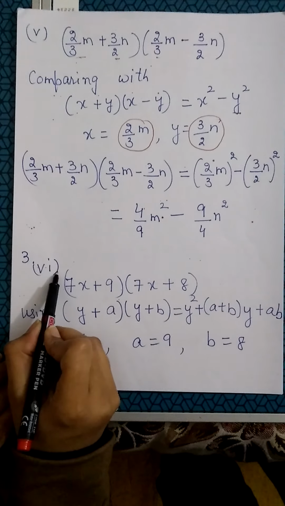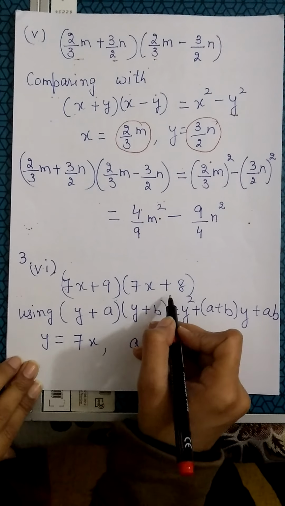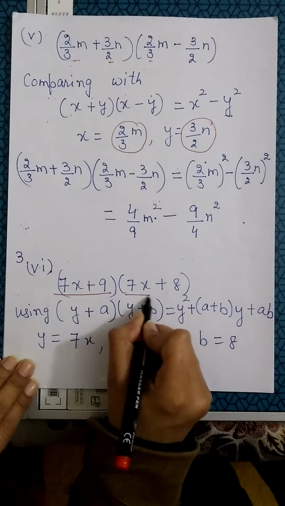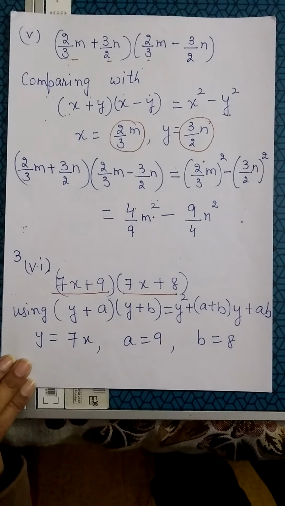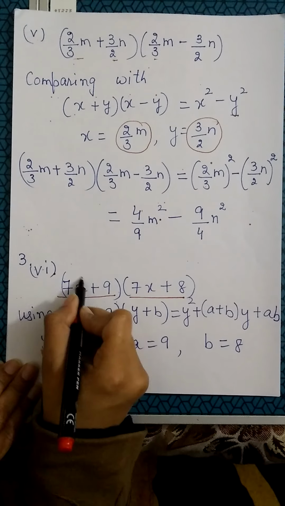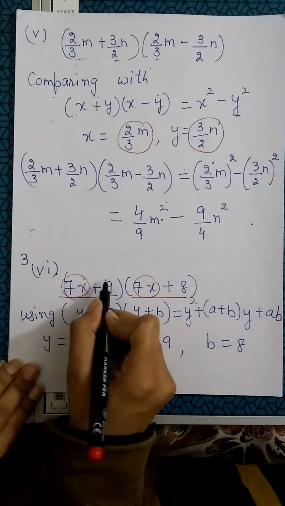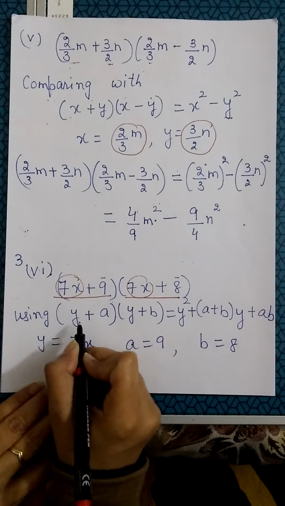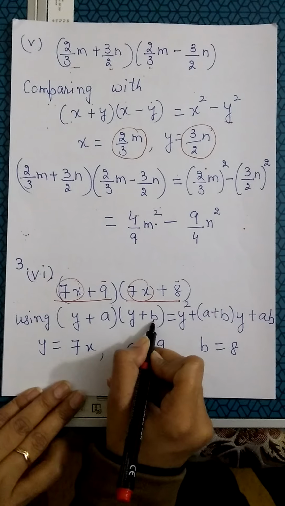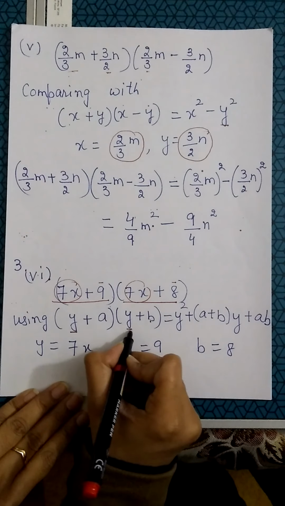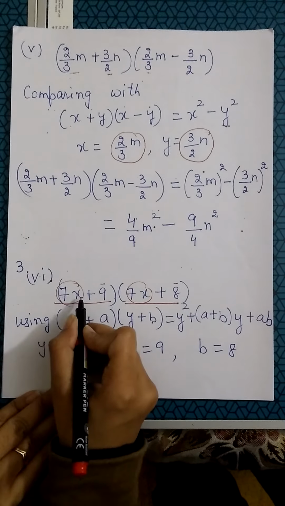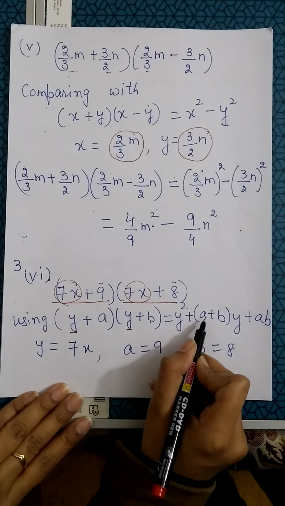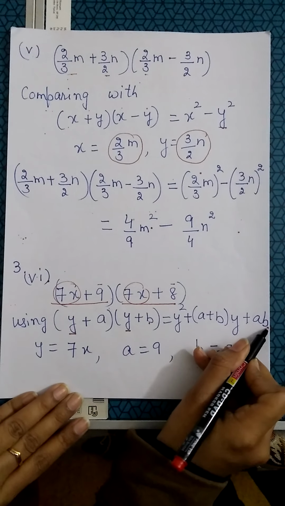Now third question, sixth part, we just need to use a suitable identity to find the product of the terms. Here the question is (7x plus 9) into (7x plus 8). If you see this expression, here 7x and 7x are the same and these two terms are different. That means I can easily compare this with (y plus a) into (y plus b). Again, I'm using a different variable here instead of x because x is already there in the question. So it is equal to y square plus (a plus b) into y plus ab.